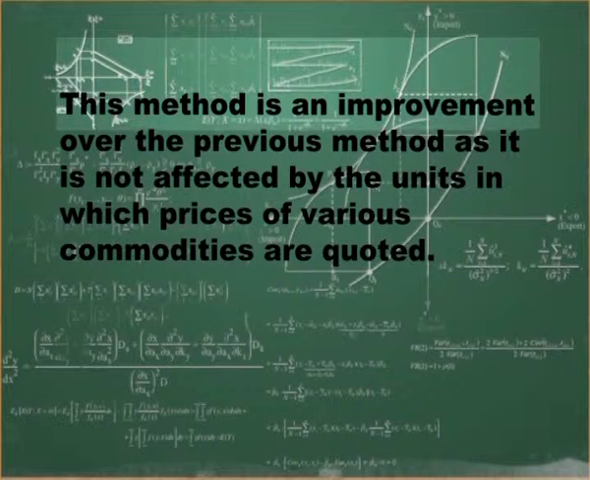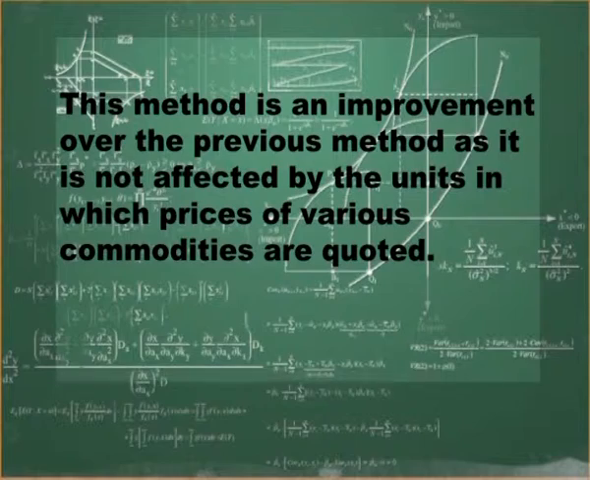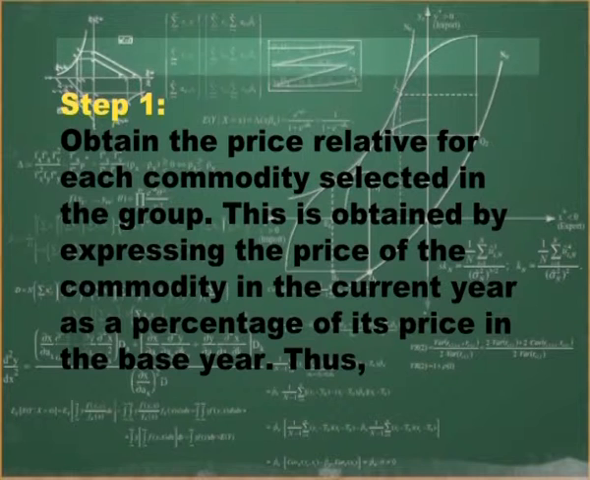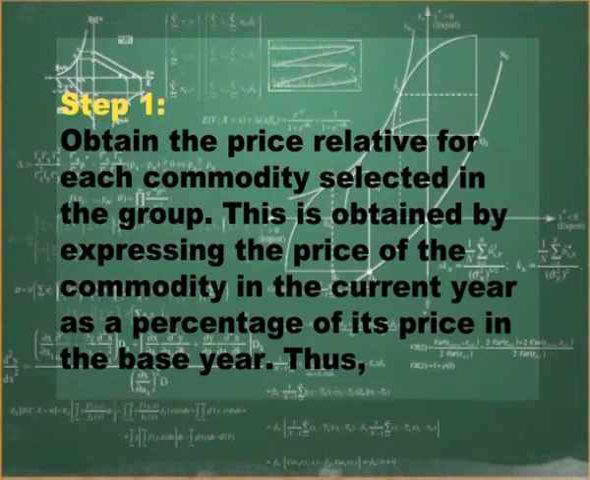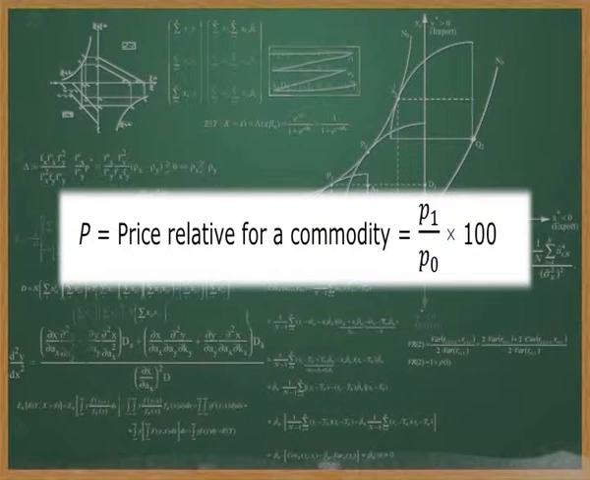This method is an improvement over the previous method, as it is not affected by the units in which prices of the various commodities are quoted. The various steps involved in the computation of price index by this method are: first step, obtain the price relative for each commodity selected in the group. This is obtained by expressing the price of the commodity in the current year as a percentage of its price in the base year. Thus, P is equal to the price relative for a commodity, which is given by P1 divided by P0 into 100.